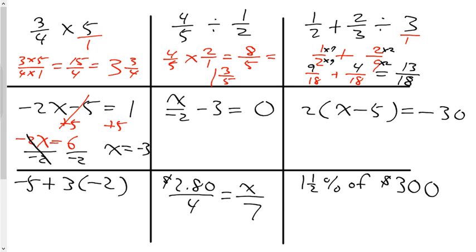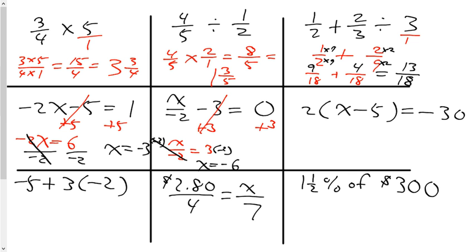So the first thing we're going to do is add 3 to both sides to get rid of our constant. We have a negative half of x is equal to 3. We're then going to get rid of that negative half coefficient by multiplying by negative 2. And x will equal negative 6.